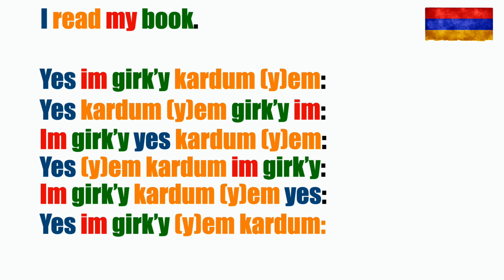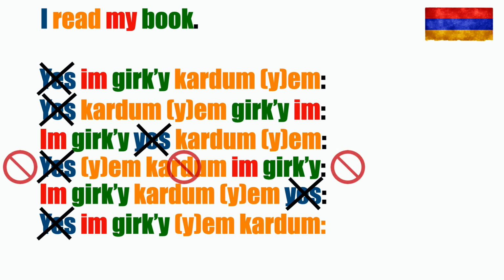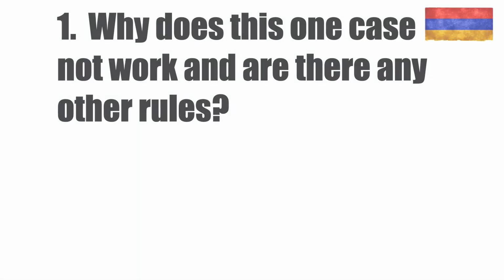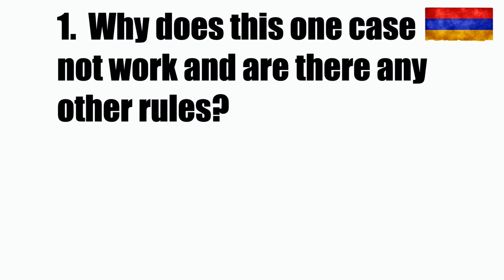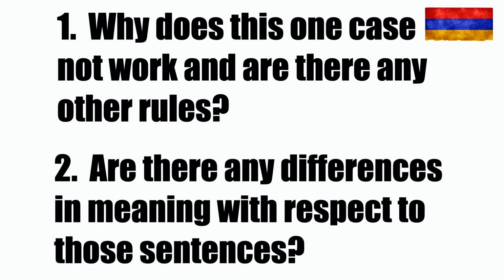As I explained in previous videos, you can always cross out the pronouns from the sentences because crucial information is transported in the verb form too. That means that in all sentences you could cross out the "yes" and still have valid sentences transporting the same meaning. But this does not work for this one sentence in the middle. I guess you are now asking yourself, why does this one case not work? And are there any other rules? And are there any differences with respect to the meaning of those sentences, or are they all virtually the same?